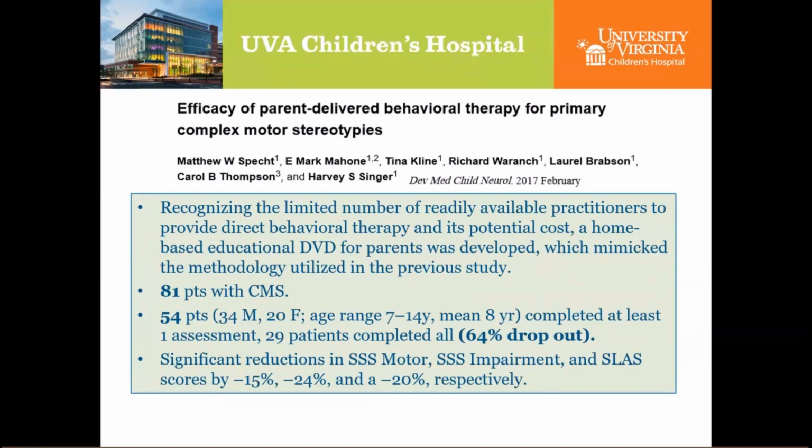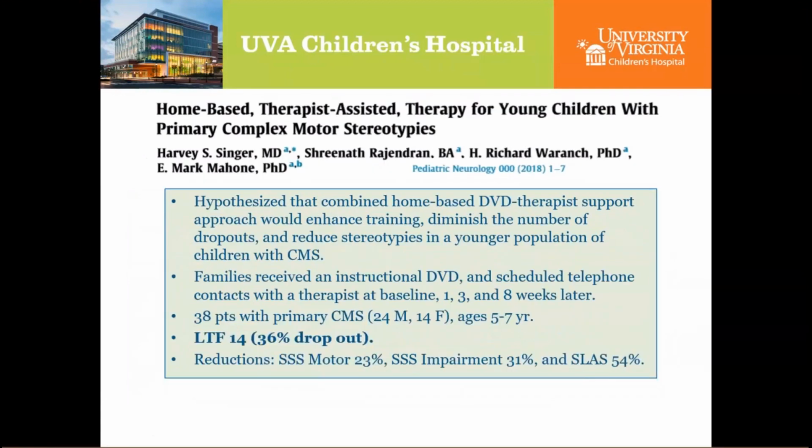They did show a reduction in the severity of motor stereotypies, but again, it was a small number that they were left with at the end. So this study in 2018 actually used both. What they did is that they relied on the parents, but they asked the therapists to follow up with them using phone encounters. And they again showed an improvement in the severity scale of stereotypies.